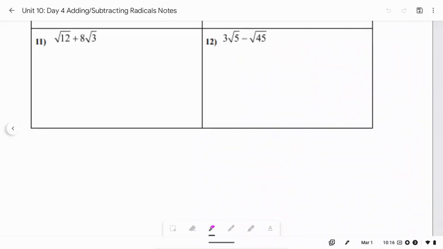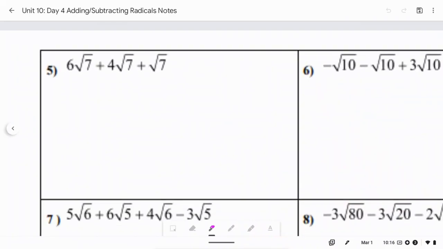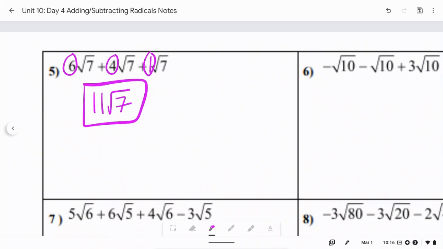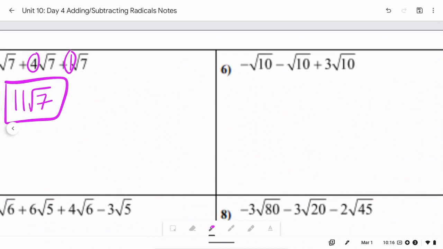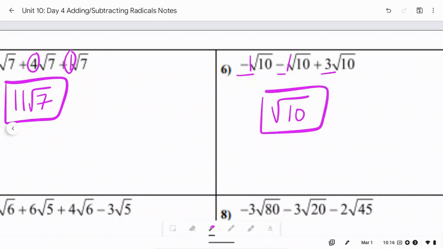In example 5, this time I have 3 terms, but notice they all have the same number underneath the radical. Technically in front of the last square root 7, there's a 1. So I'm going to combine all of my like terms. 6 plus 4 plus 1 gives me 11 square root 7 as my final answer. Same thing with this next example, the negative square root 10s, those are negative 1s there. So negative 1 minus 1 plus 3 gives me positive 1 square root 10 when I combine my like terms.